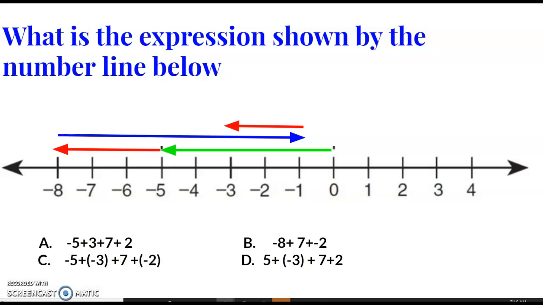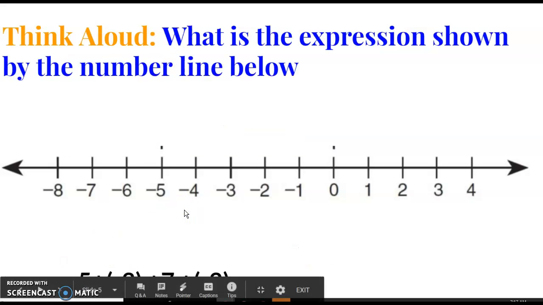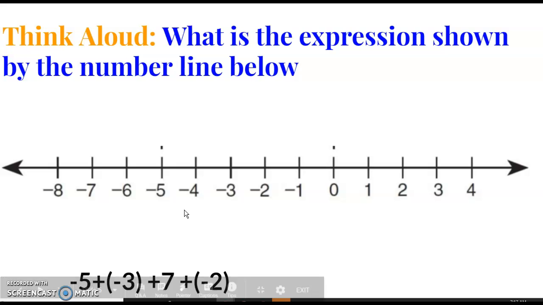What is the expression shown by the number line below? Alright, so let's think this aloud. The expression shown by the number line below is going to be -5 plus -3 plus 7 plus -2. Let me show you how.